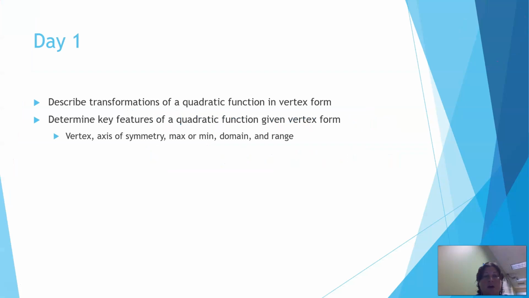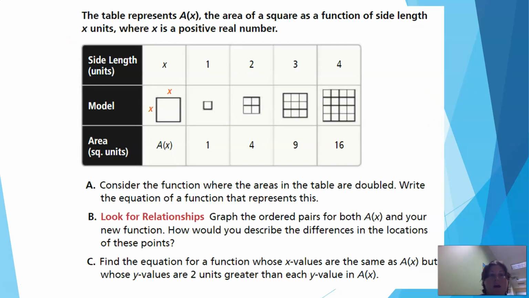You don't need to write this down, but this section is broken into 2 days. Today we're going to focus on transformations in vertex form and then key features given vertex form. So the vertex, axis of symmetry, maximum, minimum, domain, and range.